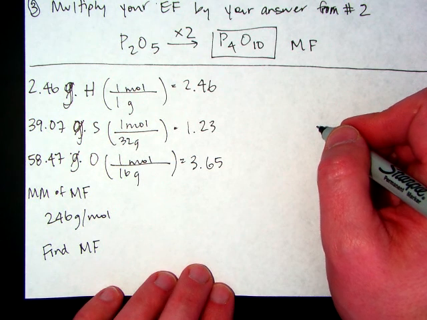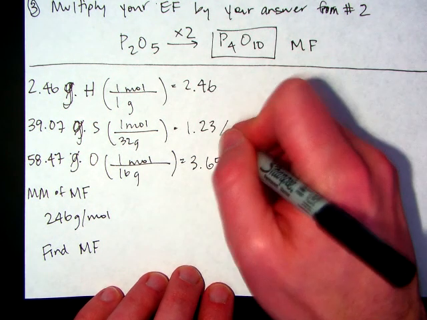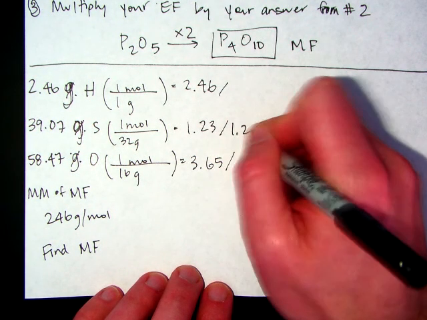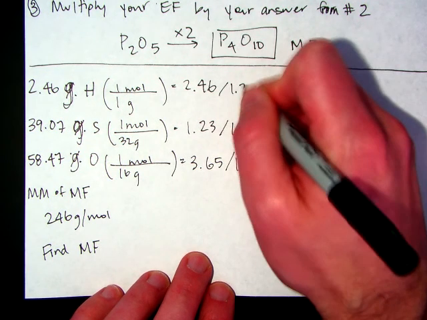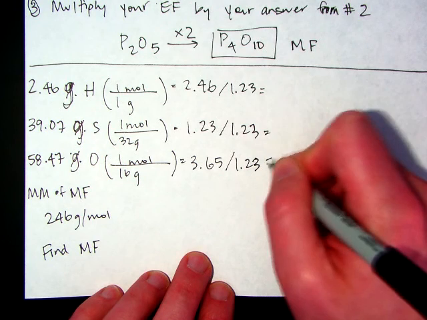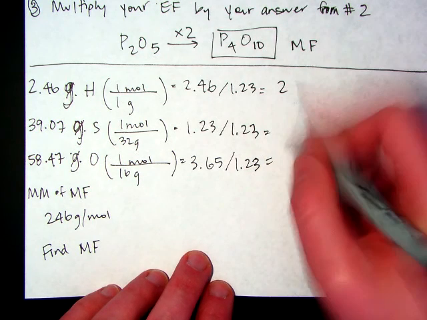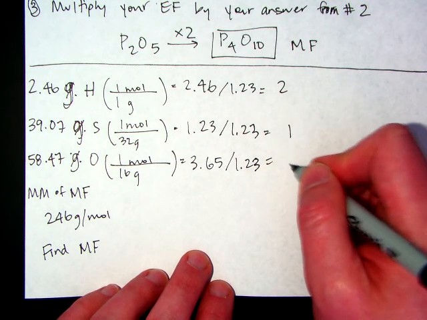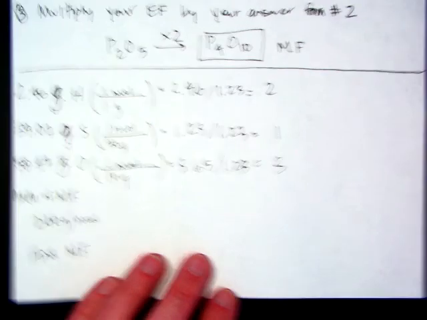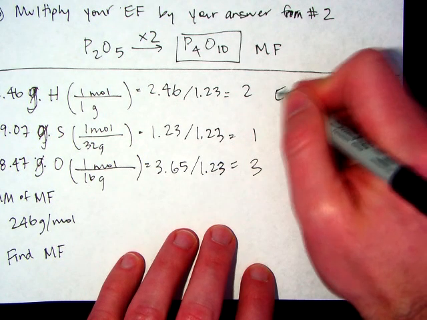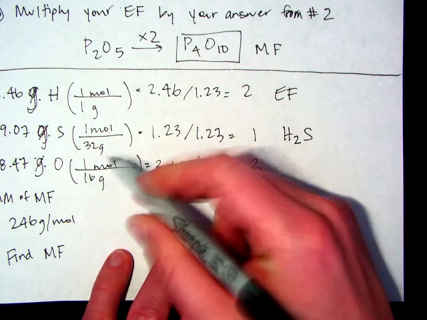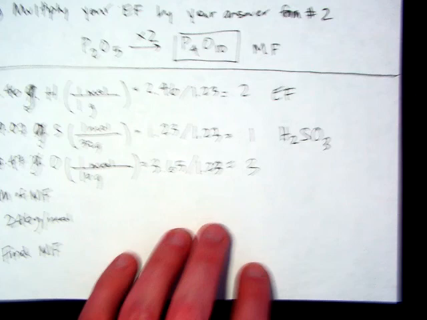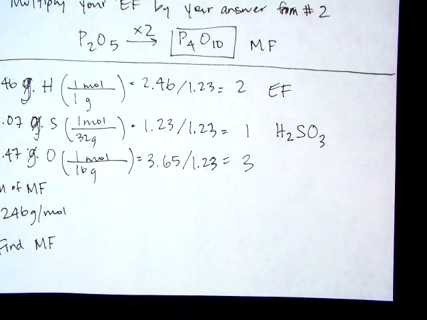And then the next step is to divide by the smallest of those 3 numbers, which is 1.23 or 1.22 probably, but who cares? And usually you can tell right here that this is about 2, this is going to be obviously 1, this is going to be about 3. And these are the coefficients for your empirical formula. So the empirical formula is going to be H2SO3. That's all yesterday's stuff. That's not what this question asked. It asked us to find the molecular formula.